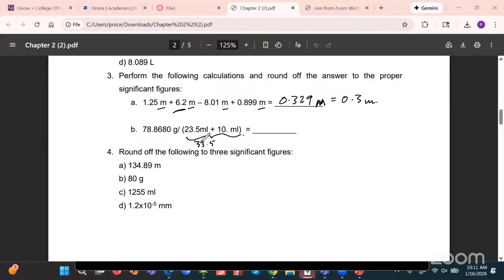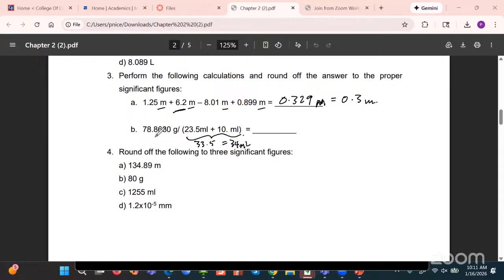However, as we just said in regards to the previous problem, when we're adding and or subtracting, we round off our answer to the lowest number of decimal places, right? So therefore, this would have to be rounded off to what? Because you have 0 decimal places here, and you have 1 decimal place here. So what would this be rounded off to? 34, not 33, right? So this would be 34 mils.